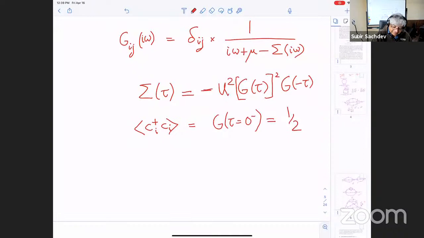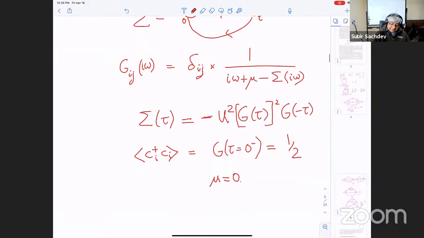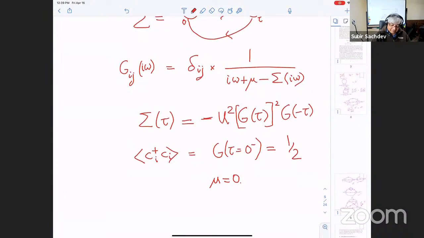Because 1/2 is a particle-hole symmetric point, which means forward in time and backward in time, and positive frequency, negative frequency should basically be the same. And so it's no surprise that at half filling, mu equals zero. So we can just ignore that for now. Although the notes consider the general mu case, we can just put mu equal to zero. So that's it. So these are the equations we have to solve now.